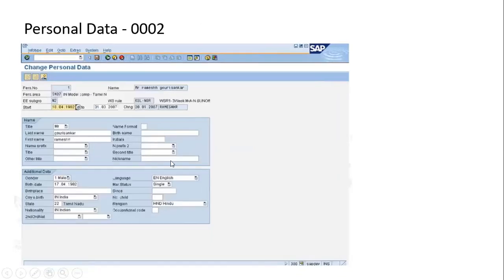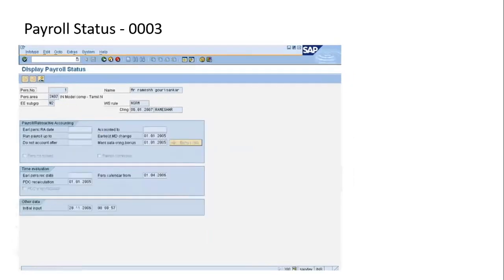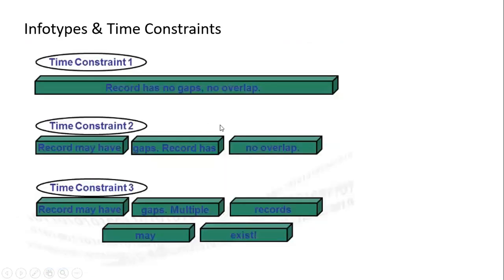Personal data: names, first name, last name, nickname, and date of birth, place of birth, and marital status. These are basically personal data. Payroll status: when it is going to start, when this was brought into effect, and what the payroll running date will be. Personal area is this, employee subgroup is this, and that basically is accounted for.